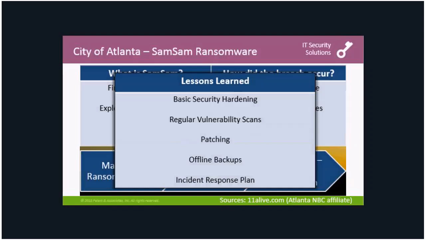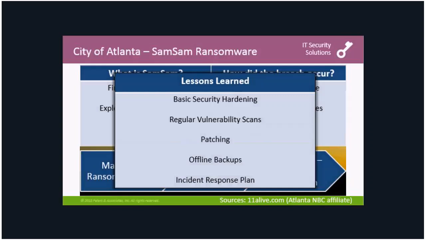First of all, basic security hardening. It doesn't seem like the city was up to date in that regard. Certainly patches were behind, but also just network security, having open ports that shouldn't have been open. There are some reports that the attack was initiated over RDP, things that should be locked down, particularly outside the network. So basic security hardening does not appear to have been done, or at the very least been kept up to date.